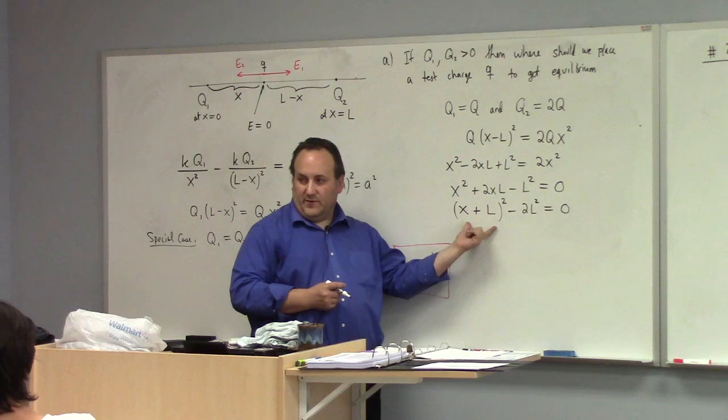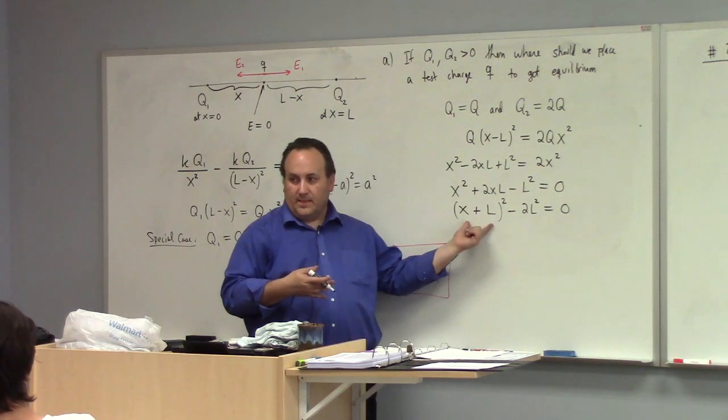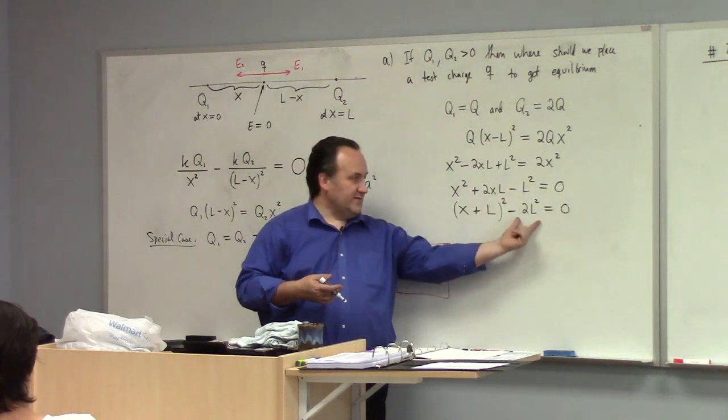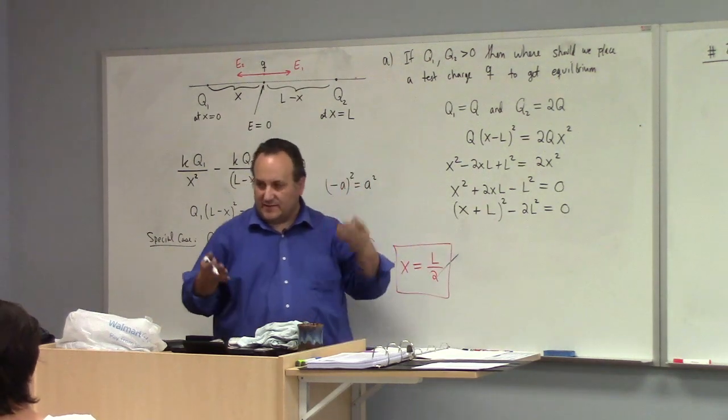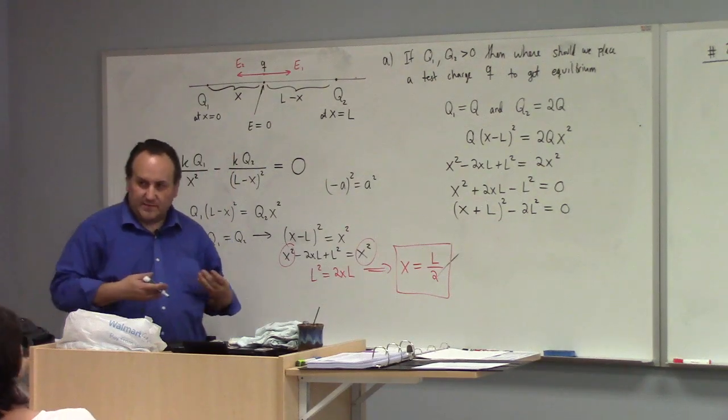You see, if I FOIL this out, I get x squared plus 2xl plus l squared. So to be fair, I had a minus l squared. I have to subtract 2l squared. This is just completing the square. If you don't like this, you could use the quadratic formula.